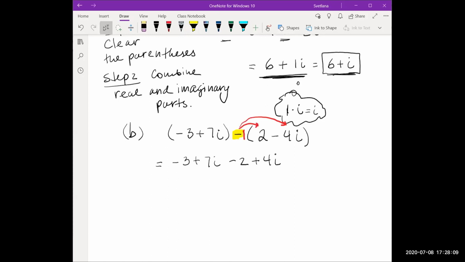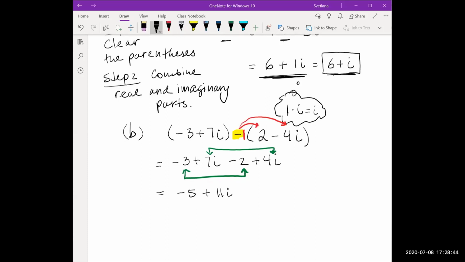No questions. Okay, then let's move on because we're almost done here. We clear the parentheses and now we just have to combine real parts and imaginary parts. It's the same approach as if you were combining like terms. So you would combine -3 and -2. That gives you -5. And then you combine 7i and 4i, that's 11i.